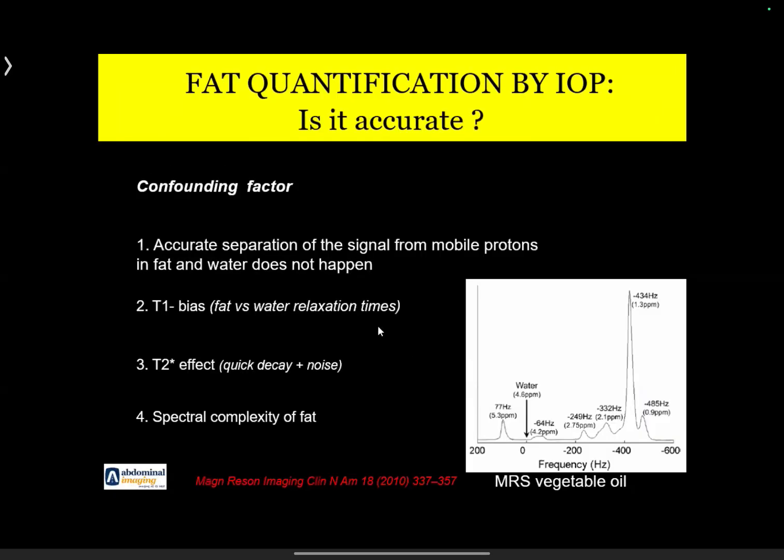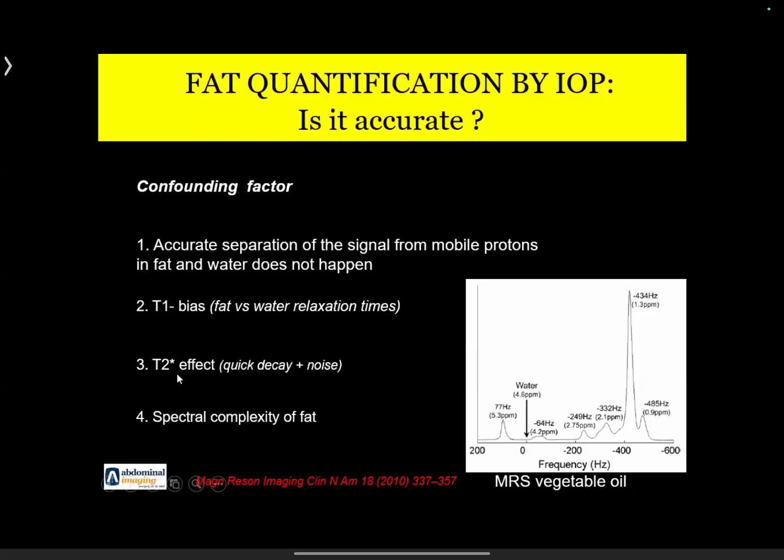But there is another problem. With a standard Dixon sequence, the fat quantification has some issues, it is not very accurate. There are certain confounding factors, like there may not be a true separation of the fat and the mobile protons. There is a T1 bias.